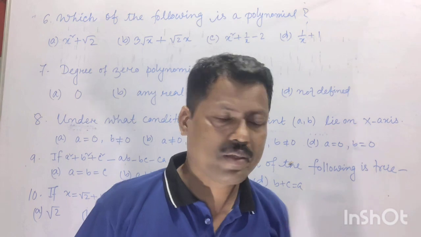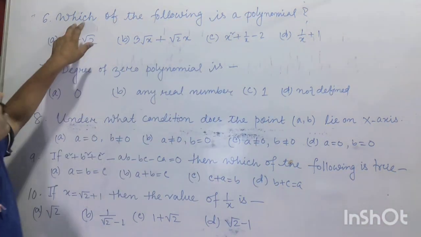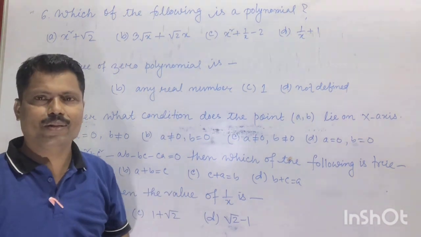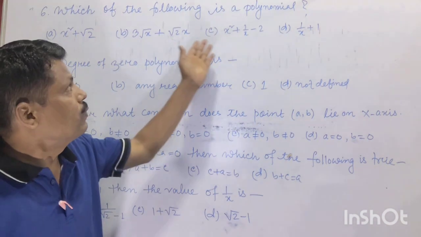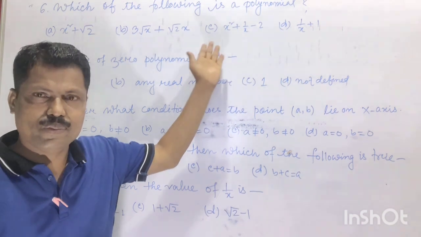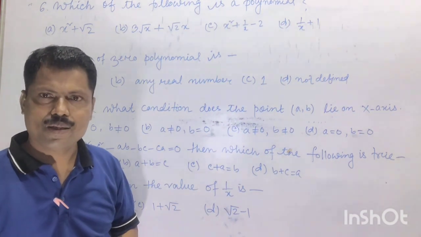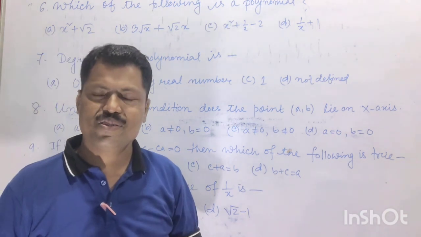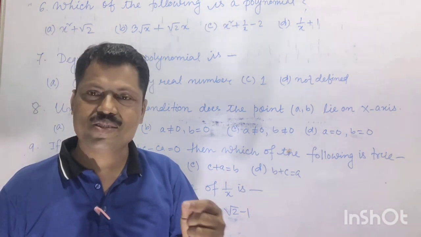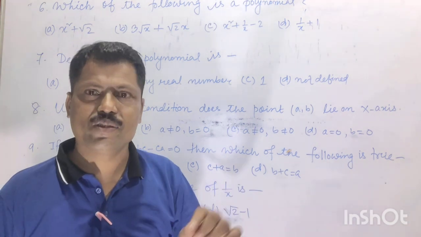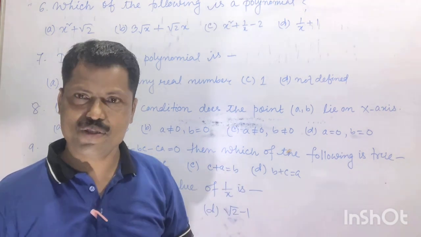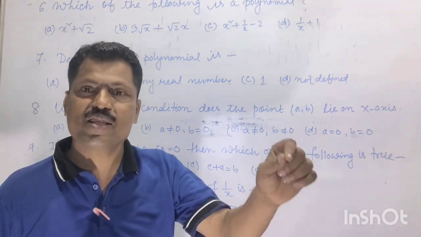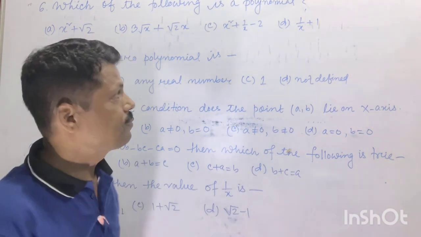In question number 6, which of the following is a polynomial? Before we identify which one is a polynomial, we should know what a polynomial is. A polynomial is a mathematical expression consisting of variables, coefficients, and operations of addition, subtraction, and multiplication, and non-negative integer exponents.